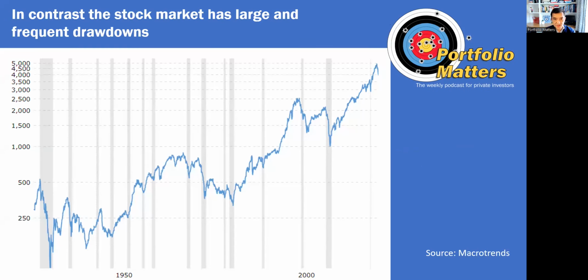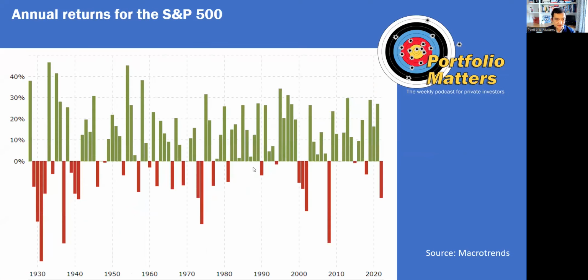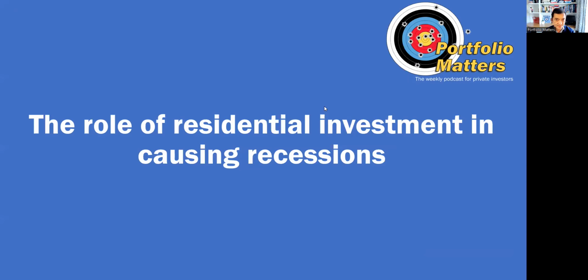Now, if you contrast that with the stock market, you'll see there are very regular downturns in the stock market. If you look at the annual returns of the S&P 500, you get lots of drawdowns. So the housing market is very distinct from the stock market. Prices don't like to go down, whereas in the equity markets, prices are very volatile, both upwards and downwards.